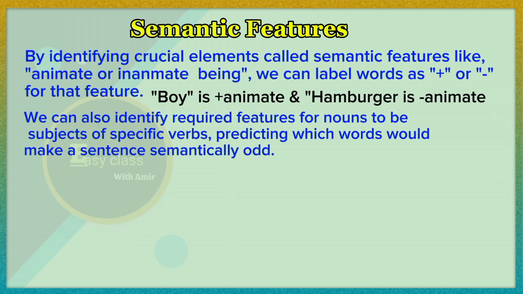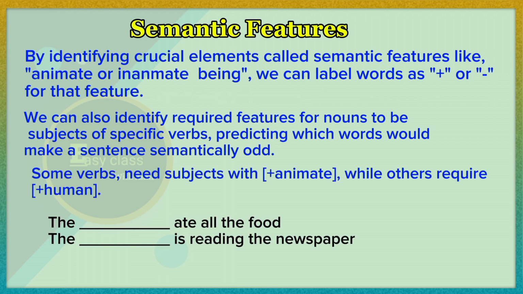We can also identify required features for nouns to be subjects of specific verbs, predicting which words would make a sentence semantically odd. Some verbs need subjects with plus animate, while others require plus human. This analysis can be applied to sentences like "the ___ ate all the food," and "the ___ is reading the newspaper," where only certain words with the right semantic features can fit grammatically and semantically.